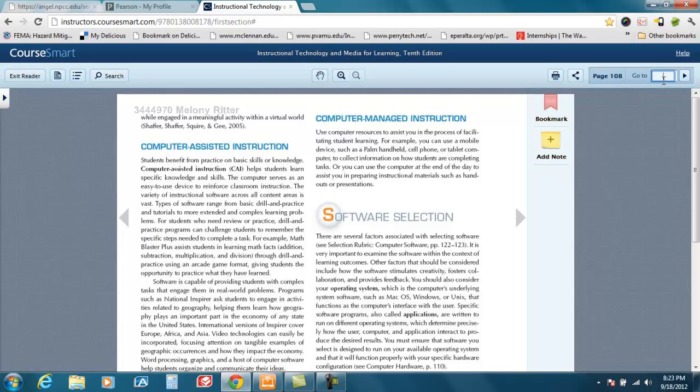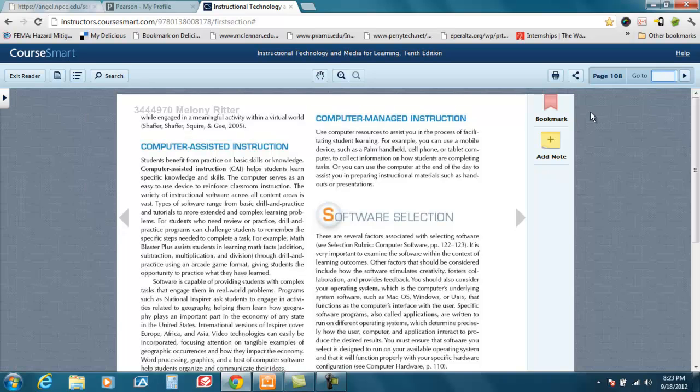instructional side, where the teacher would use a resource to manage the classroom grades, or at the end of the day to prepare instructional materials or handouts like presentations. So an example of a computer managed instruction would be an electronic gradebook.